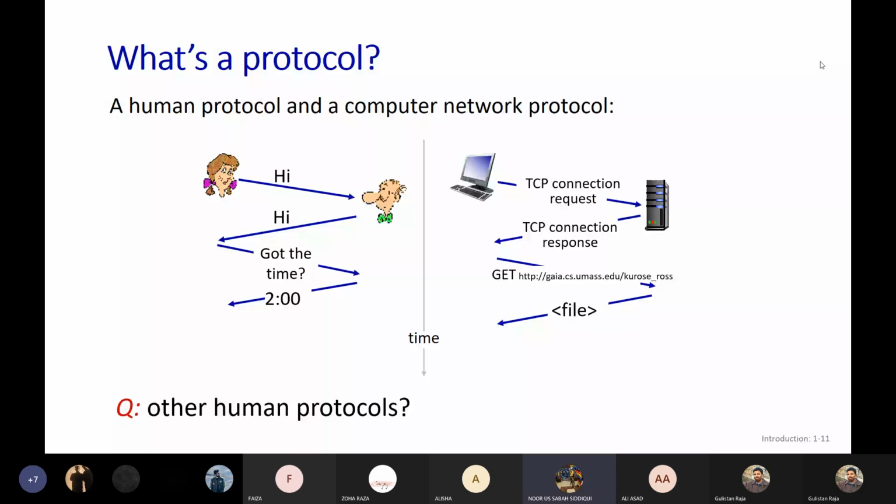Excuse me sir. Sir, if I say excuse me sir to you, then you reply yes, and then I go ahead and ask my question, then this is also an example of a protocol. Absolutely, but you have to agree on that protocol, that if you want to ask a question, then you can raise your hand, or you can ask. So that can be a protocol, right?